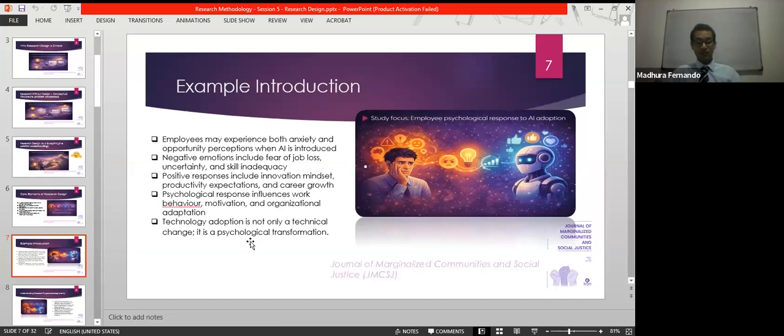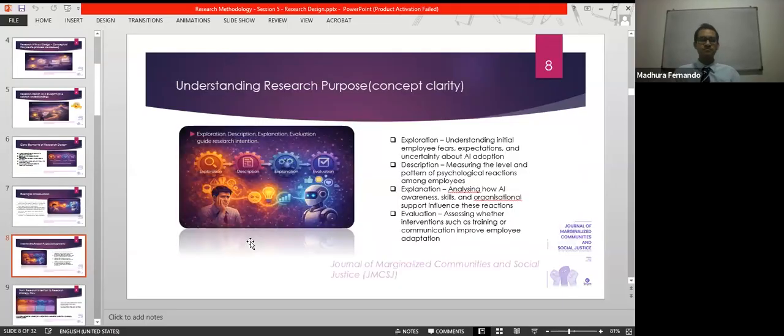So always keep in mind that you have to find what the psychological mindsets of employees are, the nature of those mindsets, and what the causes are for why these mindsets are formed. All those things you have to study. For that you need research, so you need to define a research design to study these different nuances. Then we will move on to the 8th slide.